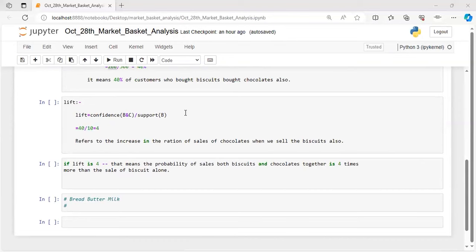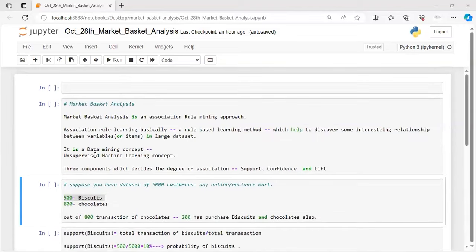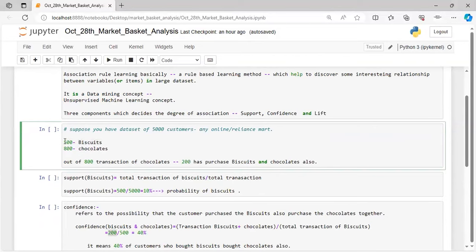But sir, if we look at the data, we see that biscuit and chocolate has occurred only 200 times, whereas biscuit alone has occurred 300 times. Biscuit alone means biscuit is not clubbed with chocolate 300 times. So we can see that biscuit alone has occurred more than the biscuit plus chocolate combination.